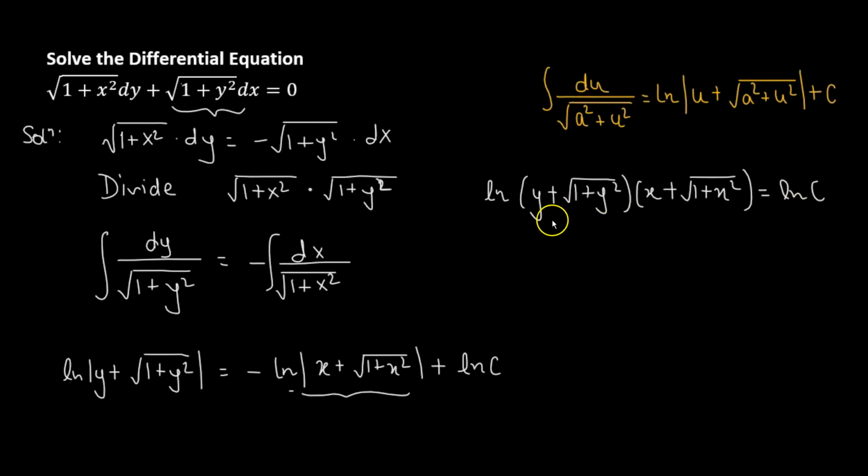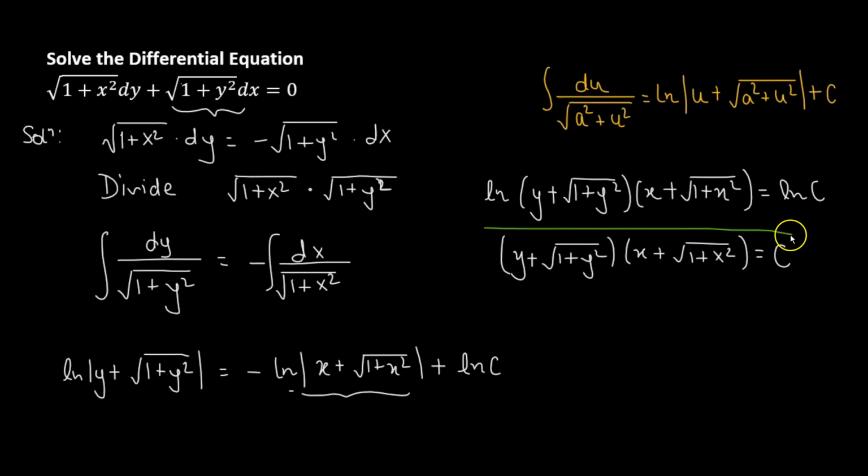Now we can get rid of the logarithm. So that will give us y plus square root of 1 plus y squared multiplied to x plus square root of 1 plus x squared equals the constant of integration c, and this is also the final and the required solution to our given differential equation. Let's move on to the next problem.